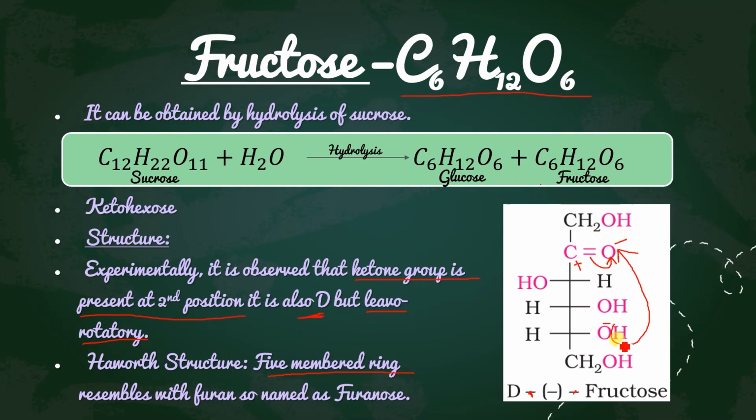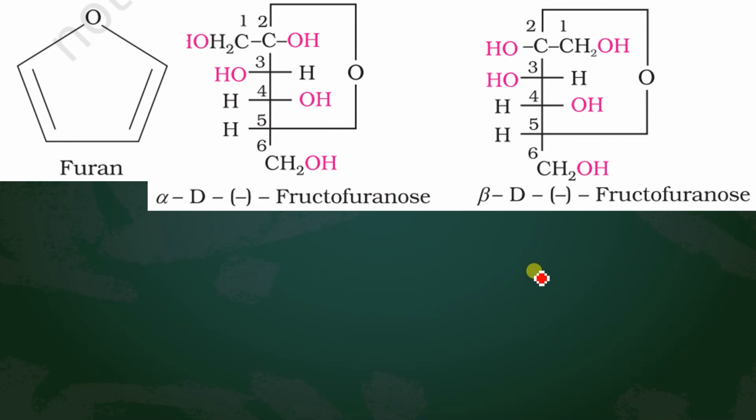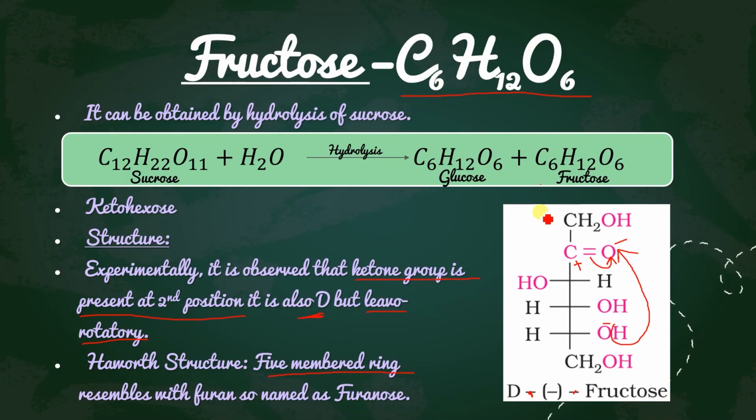Got it? In the next slide I will explain like this. See, in this structure, the first carbon will have CH2OH. If we check the ring, this is 1, 2, 3, 4, and this is the oxygen in the ring, isn't it? That will be in the ring. So it will form a 5-membered ring, which resembles furan. So that's why it is known as furanose. I hope it is clear.